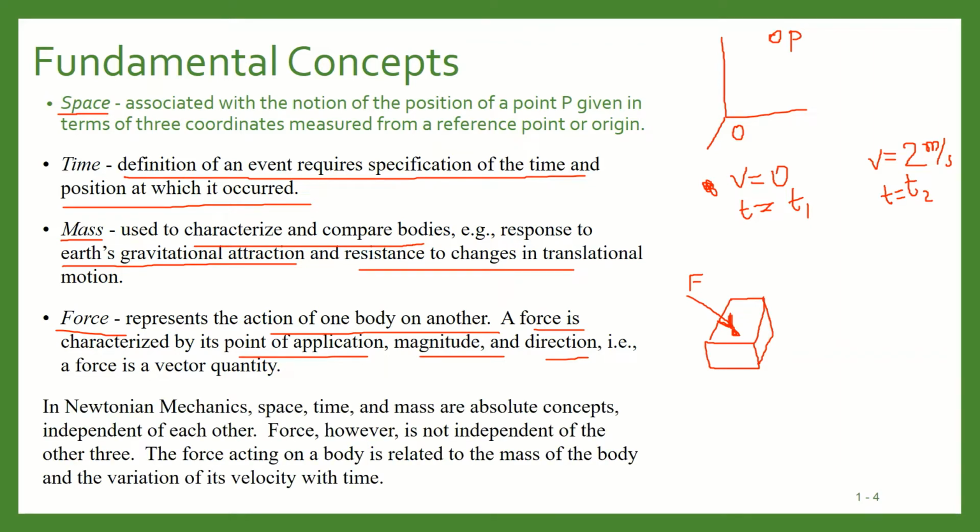So in Newtonian mechanics, space, time, and mass are absolute concepts independent of each other. So space, time, and mass do not depend on each other, they are independent of each other. While force is not independent of the other three. So force depends on space as well as time as well as on mass. So the force acting on a body is related to the mass of the body and the variation of its velocity with time.